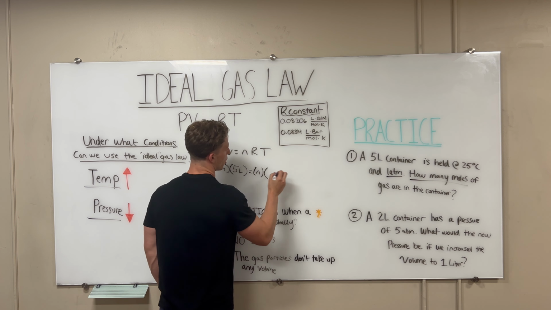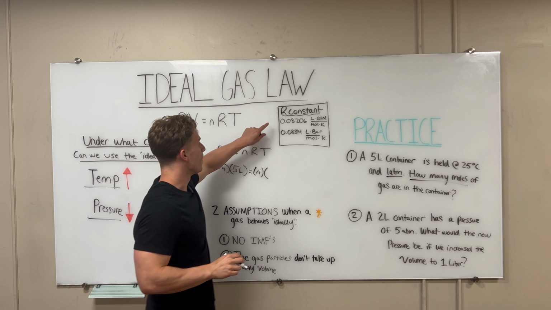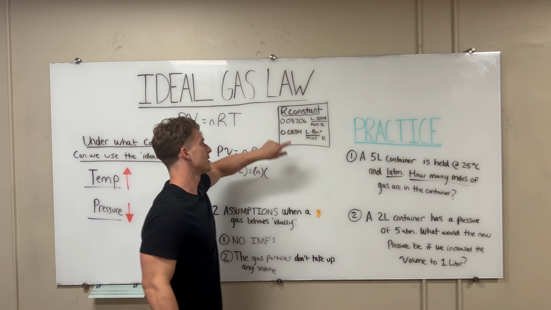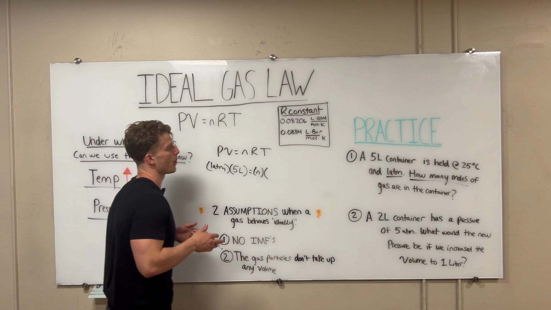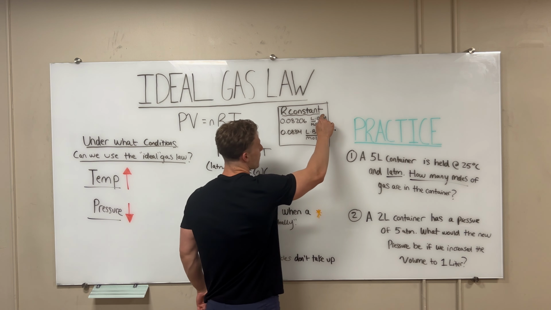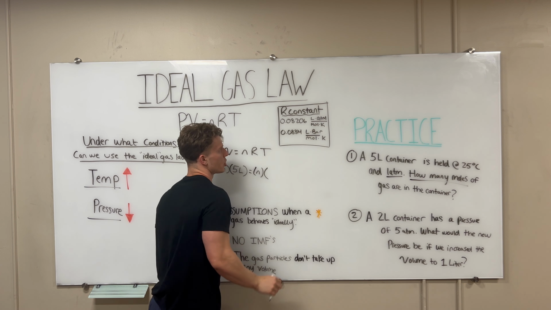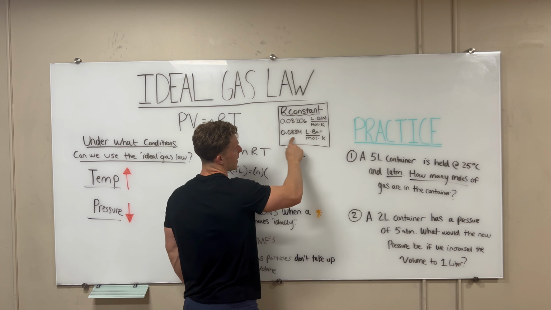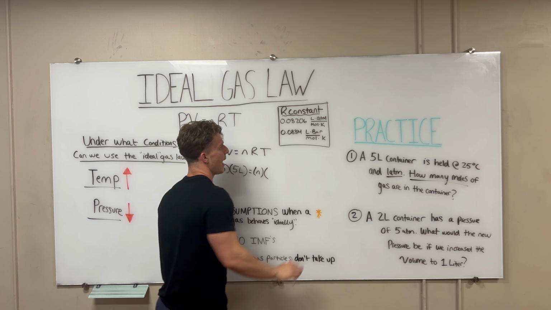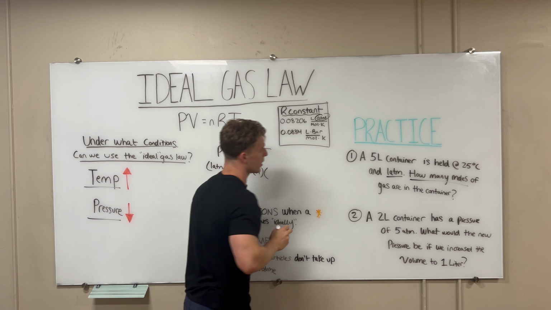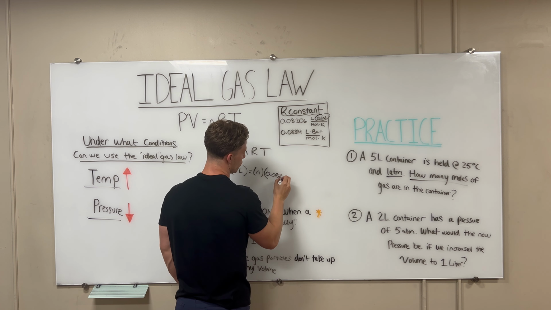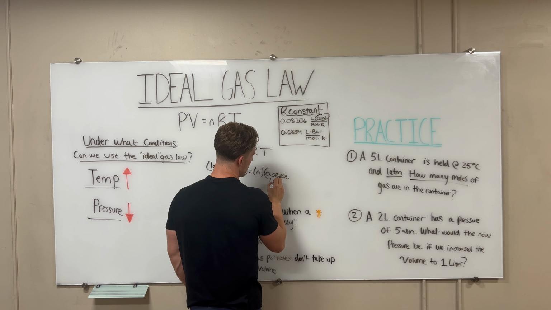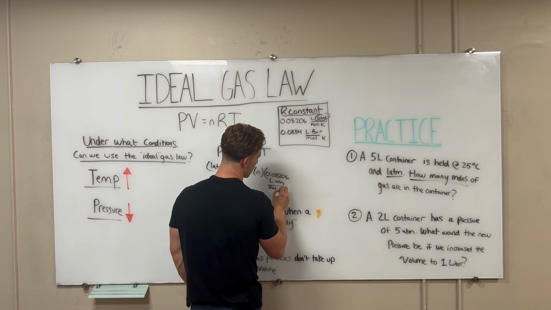And then we get to our R constant. Now there are many different values for the R constant depending on which pressure unit you're in. However, the two most common pressure units that I see in problems are atmospheres and bar. So it's going to change slightly depending on which pressure unit you're using. However, we're in atmosphere here, so I'm going to use 0.08206 liter times atmosphere over mole times Kelvin.